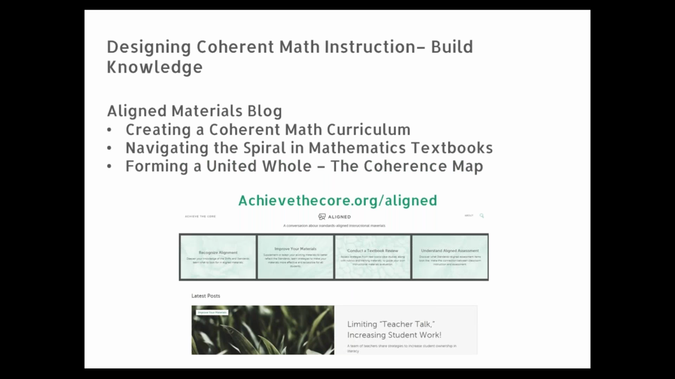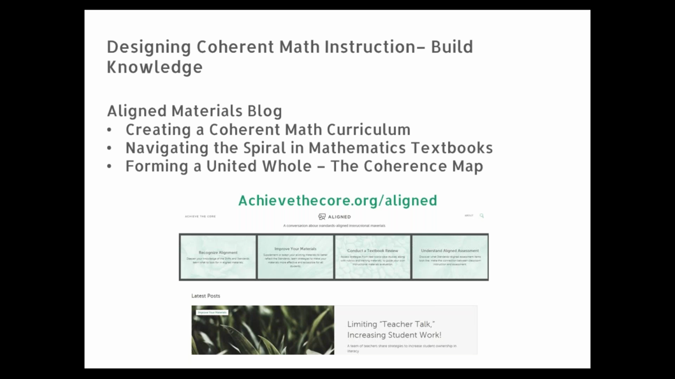Another really great resource for building knowledge and just sharing what other educators are doing is our Aligned blog. We have educators from across the country who write about how they've addressed this particular concern in their school or their district. There are 3 particular blog posts that we've highlighted here for you all this evening, but there's lots more there, so we encourage you to go. The first one is creating a coherent math curriculum, and this blog post discusses how the coherence map, again, a resource I'm going to talk about in a second, can help you uncover gaps in understanding and find resources to supplement your instructional materials. The next is navigating the spiral in mathematics textbooks. So a classroom teacher and a curriculum coordinator describe how they use the spiral design of their textbook to help them focus on creating coherent instruction.